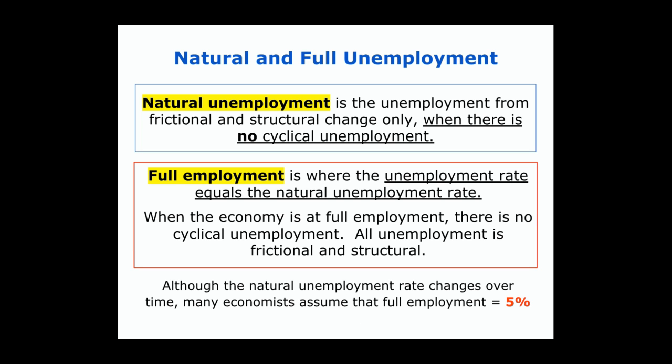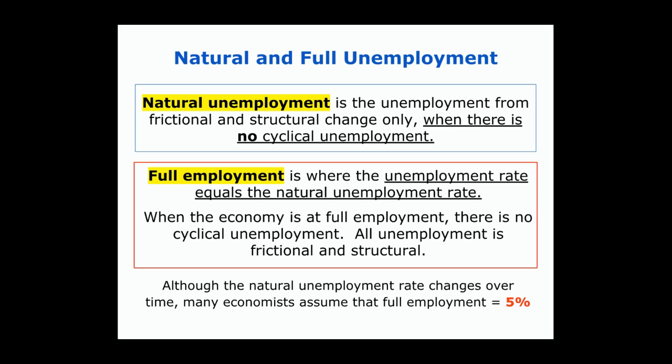And cyclical unemployment is the bad unemployment. It's the unemployment that happens because of recessions or economic downturns. We say that the natural unemployment comes from frictional and structural unemployment, and if we have unemployment only for those reasons and no cyclical unemployment, then we're at full employment.